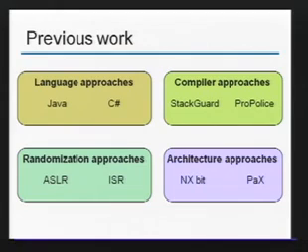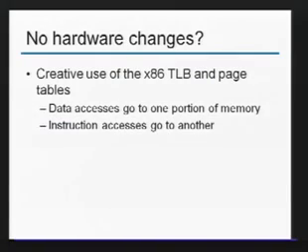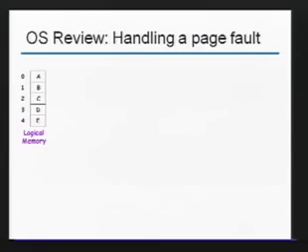So how do I envision this new architecture working? Well, I made a really important claim, and I said that this architecture has to work without making any hardware changes. And yet I'm still saying that I need the processor to be split across these memory spaces and have that enforced. That's possible on Intel or AMD x86 systems by making creative use of the TLB, which is the translation look-aside buffer, and the page tables. The TLB is a little teeny hardware cache that caches page table entries for virtual memory. By using this creative work, I can make sure that data accesses go to one portion of memory and instruction accesses go to another. So let me describe that for you.